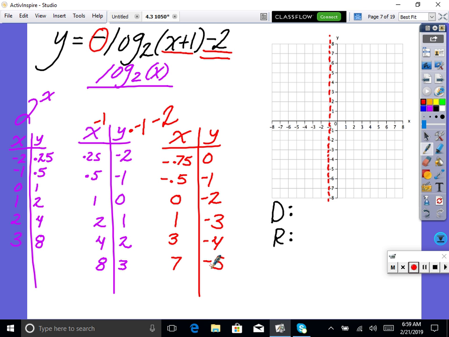Okay. So let's graph those points, and it should be close to your asymptote. So we're going back -0.75, over -0.5 up 1. Sorry, it's kind of hard to draw these perfectly. Over 0, down 2 units. Oh, I went up 1, didn't I?